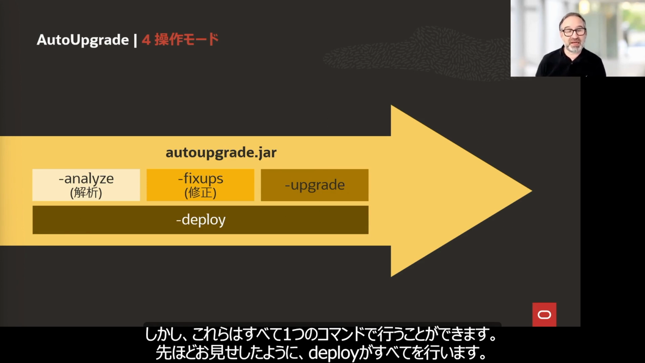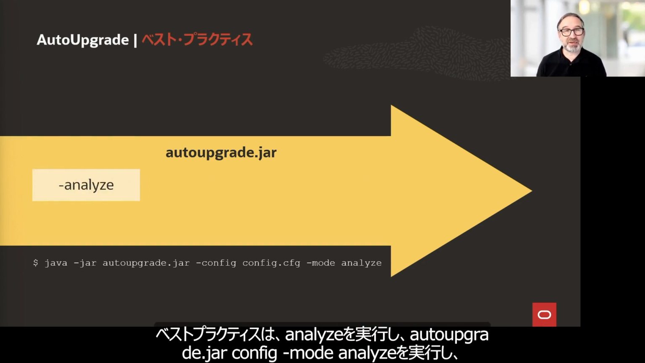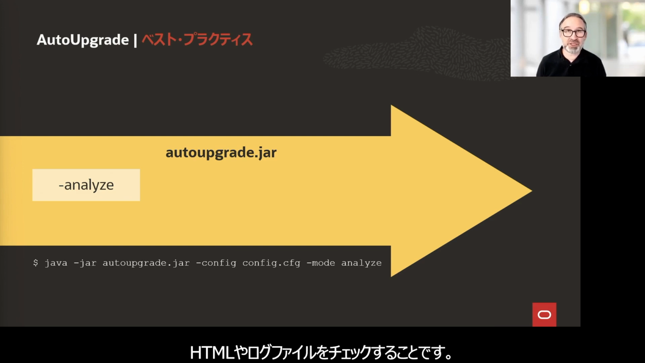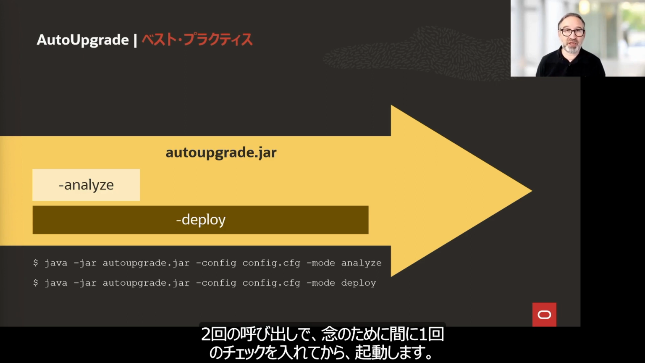Deploy does everything. So what is the best practice? Best practice is you run analyze, java -jar autoupgrade.jar -config -mode analyze, then you check the HTML or the log file, and then you run AutoUpgrade -mode deploy, and that upgrades the database. That's it. So two calls, one check in between, just to be on the safe side, and then you kick it off.